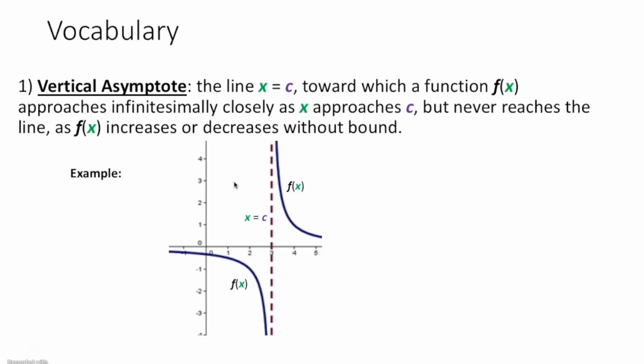The first vocabulary term is a vertical asymptote. That's the line x equals c toward which a function f of x approaches infinitesimally closely as x approaches c, but never reaches the line as f of x increases or decreases without bound. So here we have a line x equals c. This is our x value, we'll call it c, toward which a function f of x approaches infinitesimally closely, gets super close to the line, but never quite gets to that line x is equal to c. That would mean that the line x equals c is a vertical asymptote of the function f of x.